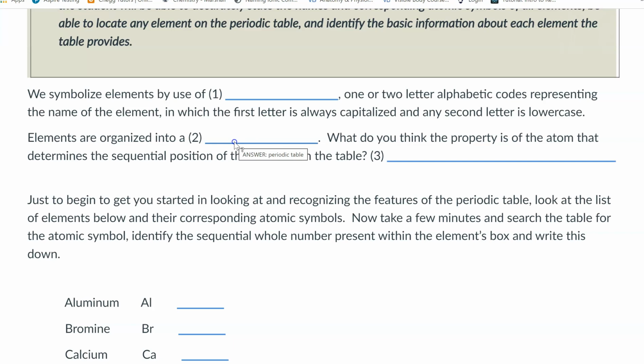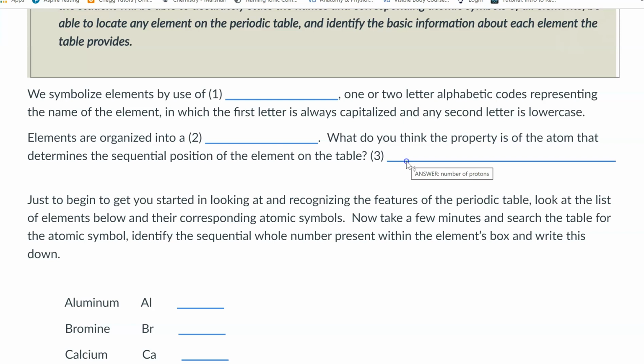And recognize that not everything you need is in the class notes canvas. You won't necessarily be able to fill out the form without looking at the video, because there will be some information in the video that's not on this set of class notes. And then the property of the atom that determines that sequential position on the periodic table, we've already said, is the number of protons. So number of protons is what's going to go in that third answer.